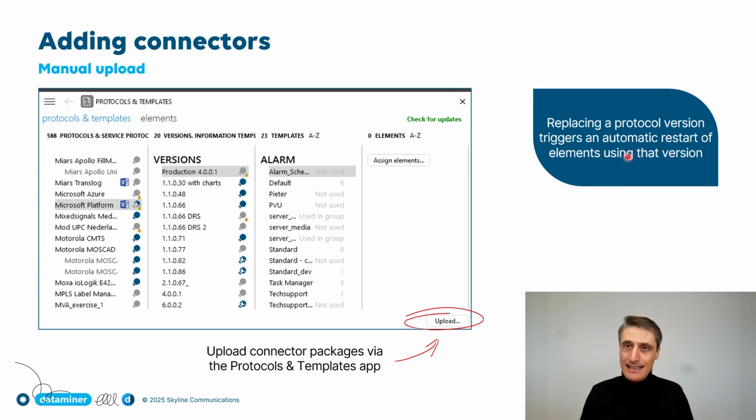A small note is that replacing the protocol version, if it's being used by certain elements, triggers a restart of all those elements. So if I'm, for instance, replacing an existing version and there's already 100 elements using it, or I set version 4 and I set version 6, for instance, into production, and the production version is being used by 100 elements, those 100 elements will restart and reload the new protocol.